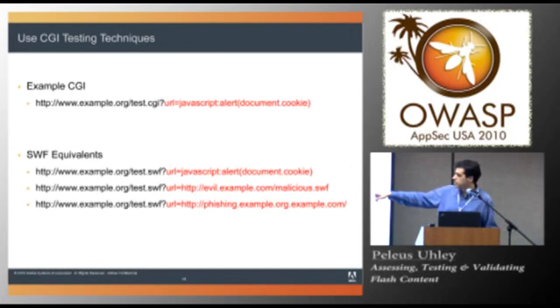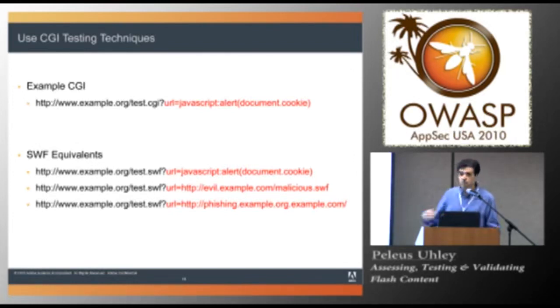So if you've got test.swift on example.org, you might try changing those HTTP : URL values for JavaScript : URLs. And that would result in cross-site scripting. You could point it to a malicious Swift on another server to see if you can do cross-site flashing, which Stefano described in his 2008 talk.